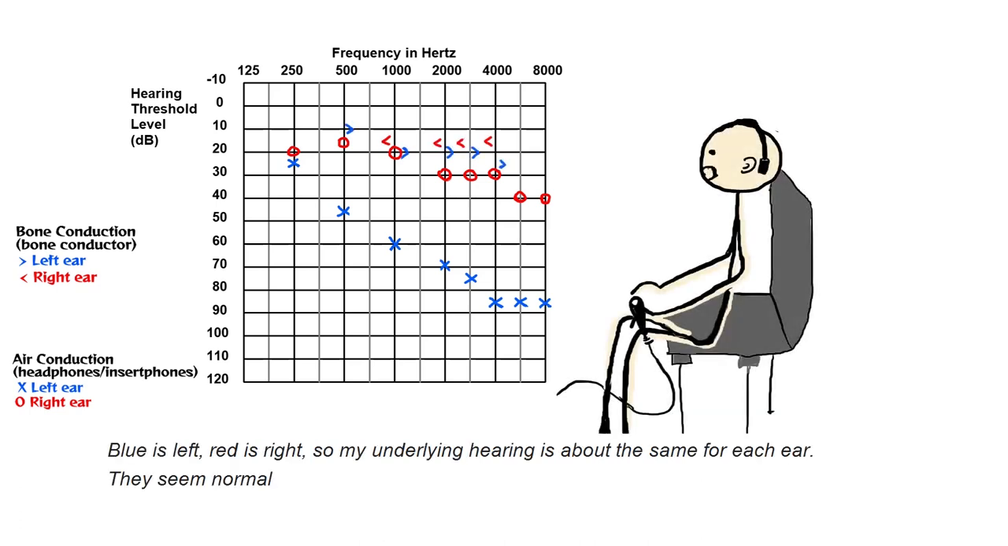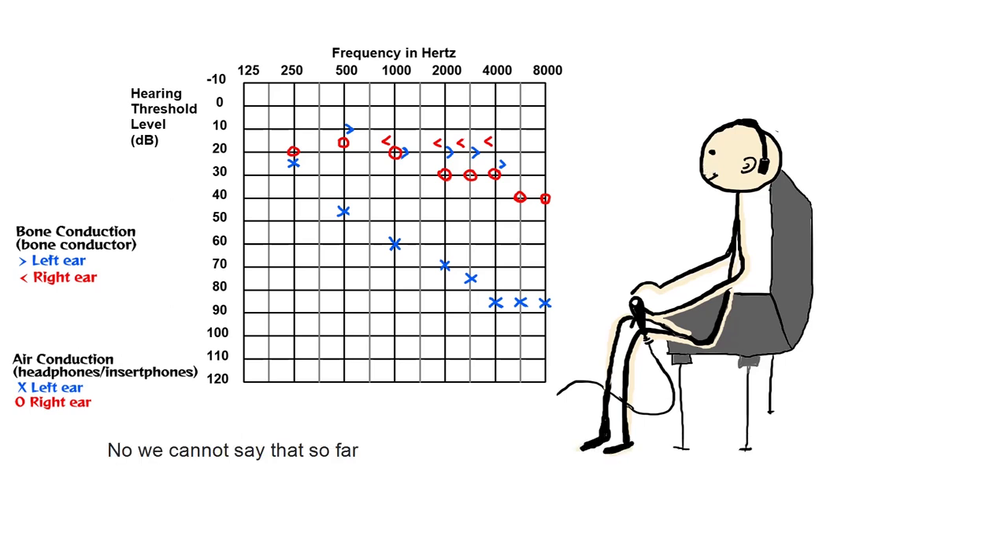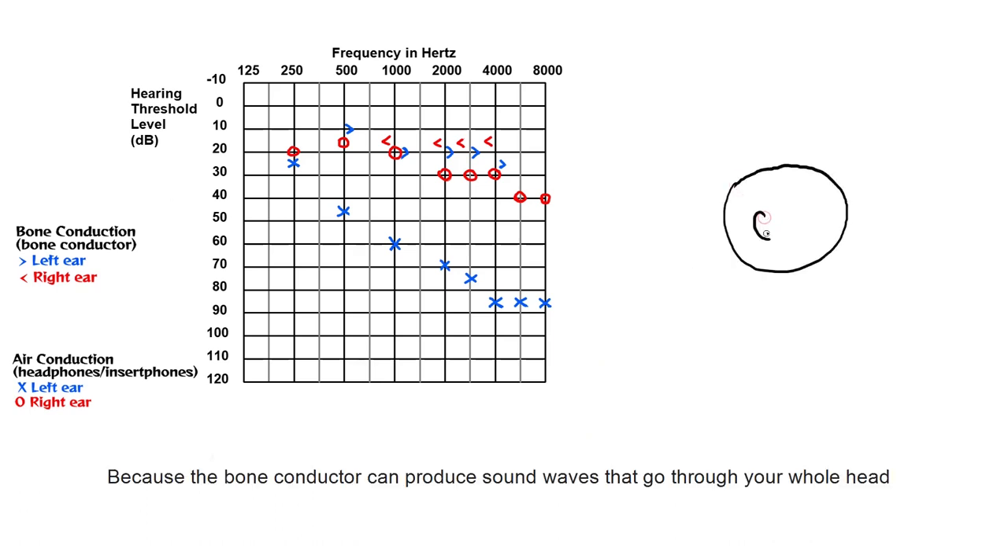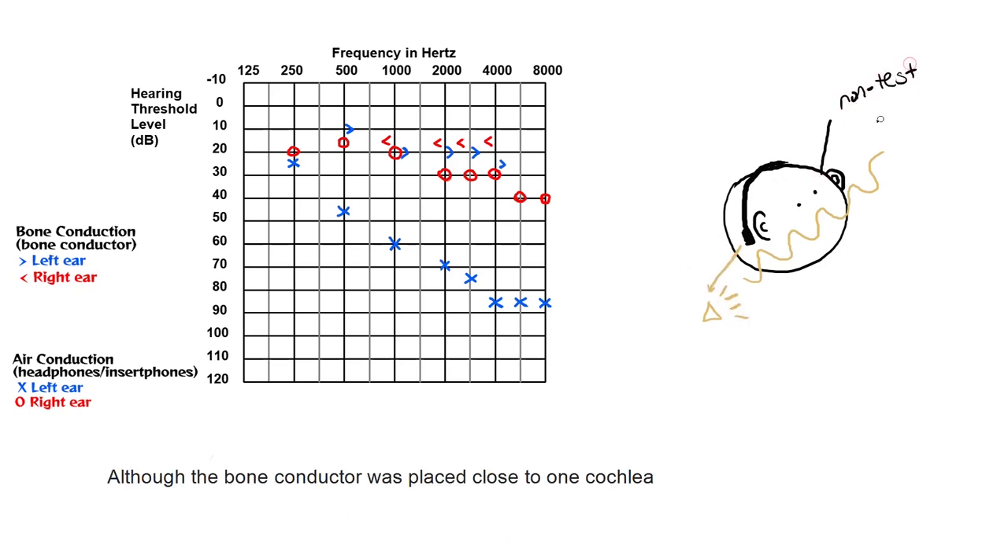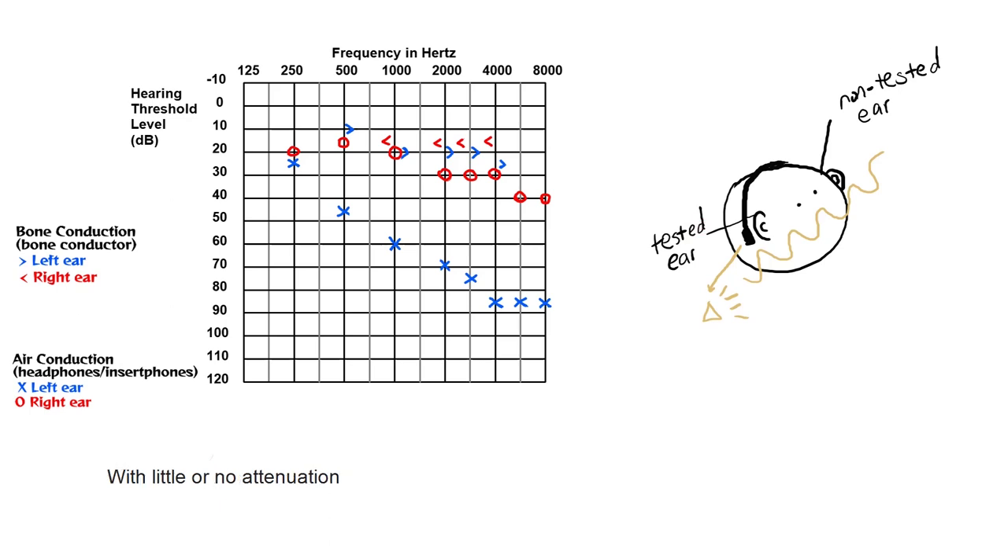Blue is left, red is right, so my underlying hearing is about the same for each ear. They seem normal. Well, no, we cannot say that so far. Why? Because the bone conductor can produce sound waves that go through your whole head. So it's like electricity which travels through my whole body to create an electric shock. More or less. Although the bone conductor was placed close to one cochlea, the other cochlea can still hear or feel the tones too, with little or no attenuation.